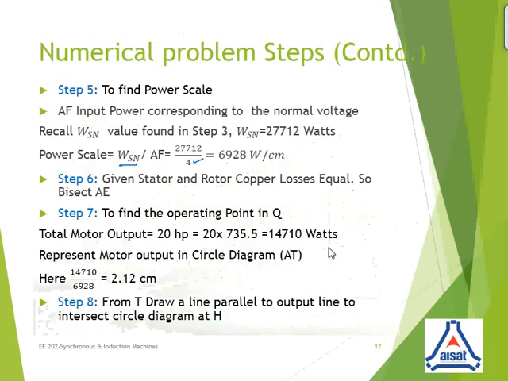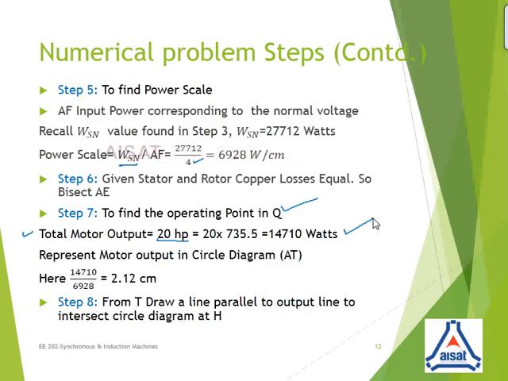Now getting into the calculations. So step 6 is over. Now getting into step 7, which is the one that actually comes into the question. We need to find the operating point with respect to the one in question. The total motor output as per the question is a 20 HP induction motor. 20 HP, on conversion to SI unit, is 20 into 735.5 watts, which gives you 14,710 watts. So you need to represent the total motor output in the circle diagram.